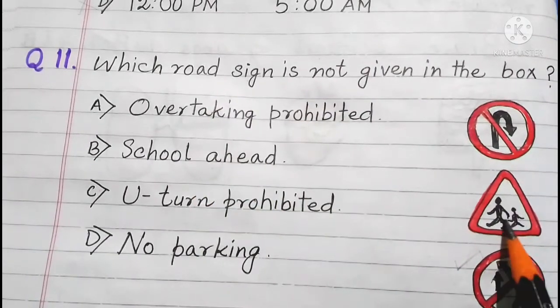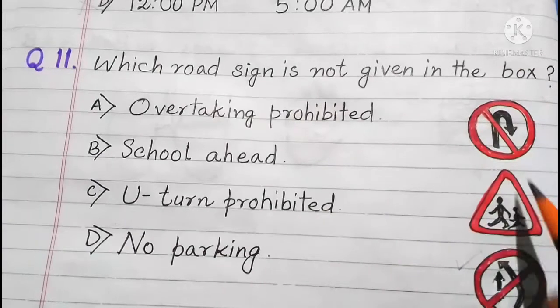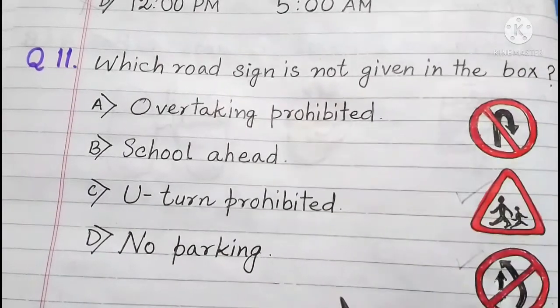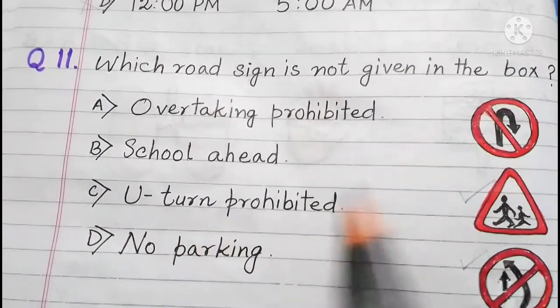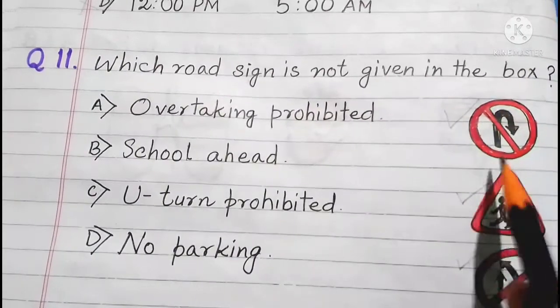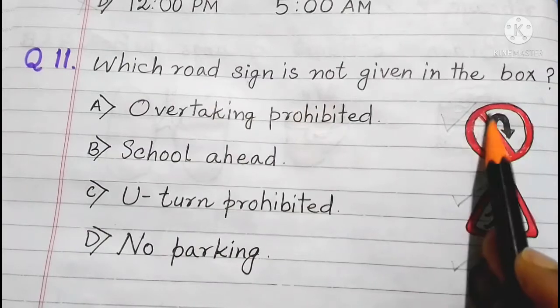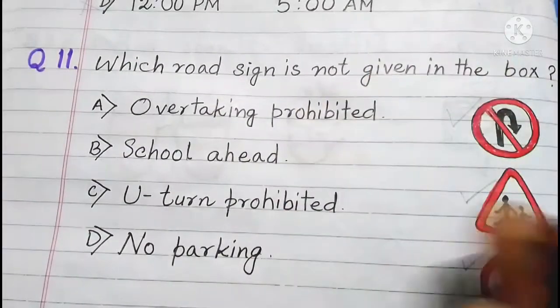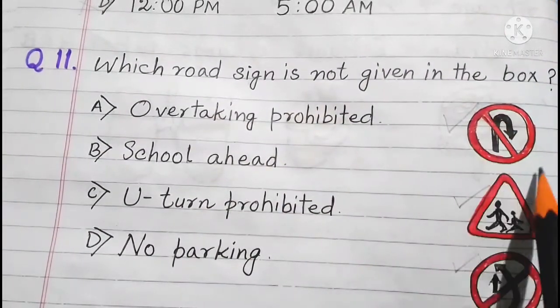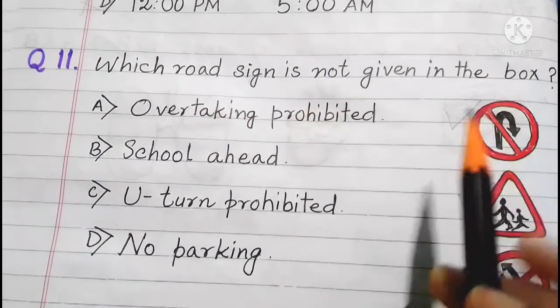Now there are two children drawn over here, and this is a traffic triangle. So this is also given here. U-turn prohibited. Yes, this is also given here. This symbol represents U-turn prohibited. Prohibited means this red cut over this symbol means it is prohibited. Okay, so U-turn is prohibited.